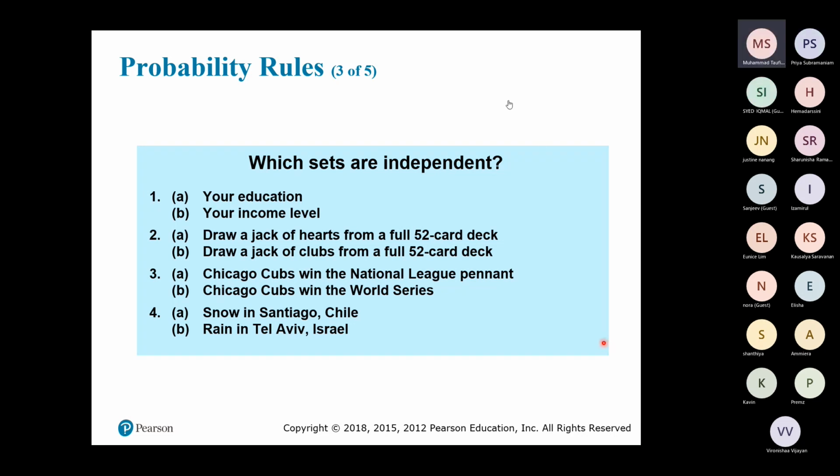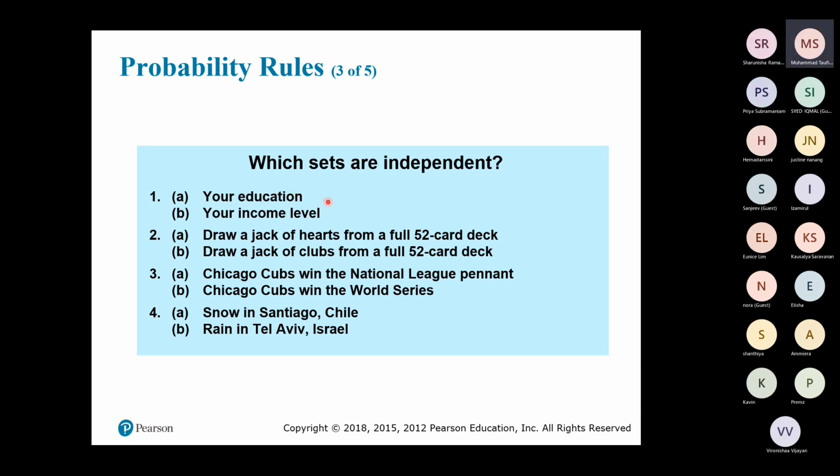Okay, are you ready, guys, to answer the question? Everyone? Yes, sir. Okay. All right, so let's answer this question. Okay, so for the first set, do you think it's independent or not?